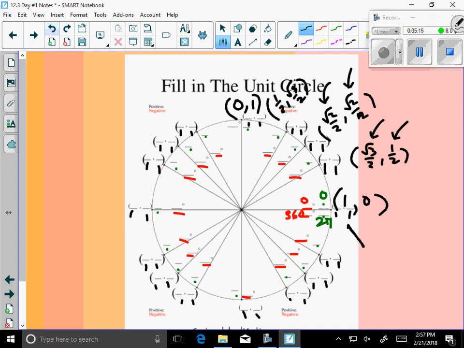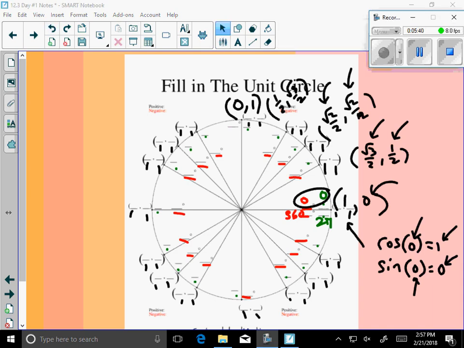So the cosine of 0 equals 1. What is the sine of 0? Well, the sine of 0 equals 0. Sine of 0, where does 0 come from? The angle measure. This is your angle measure. This is your value that goes along with it, right? So the cosine of 0 is 1.